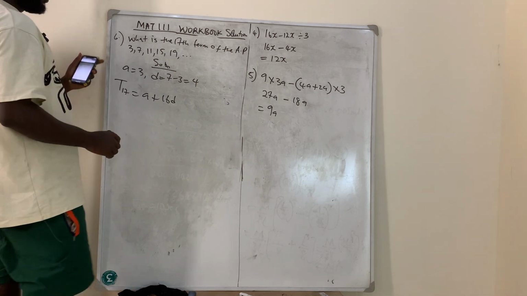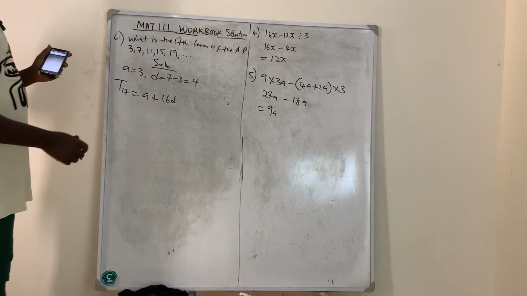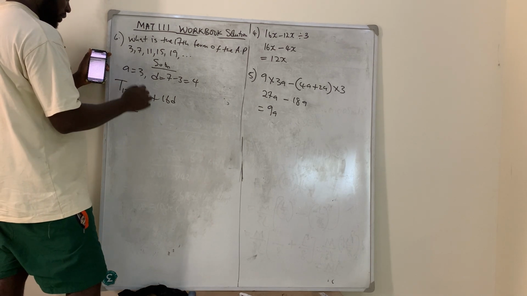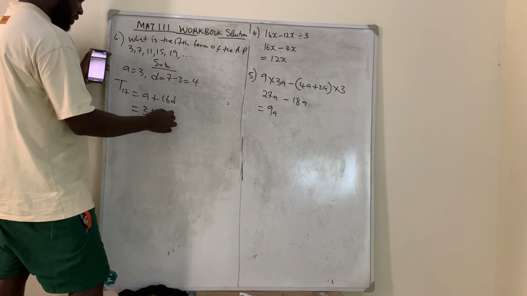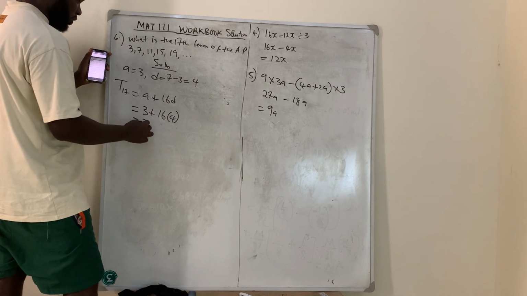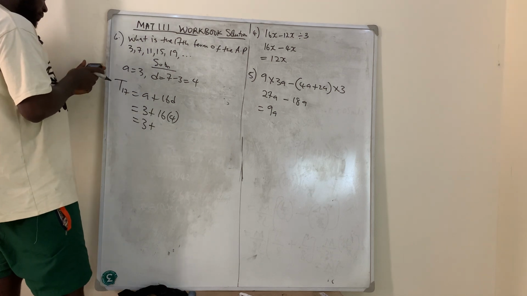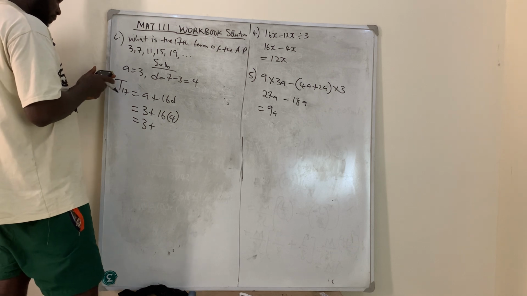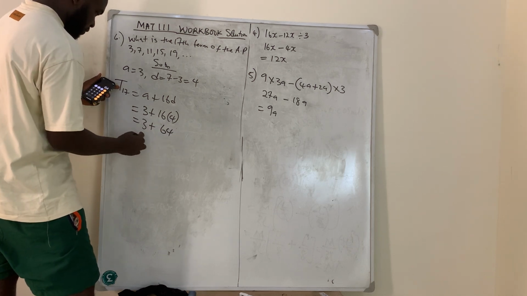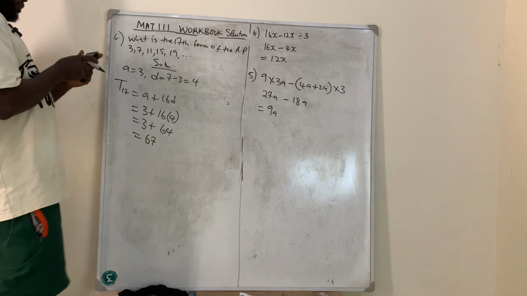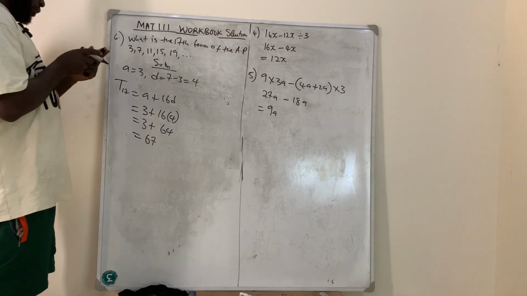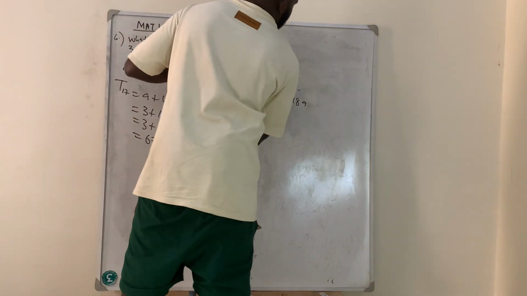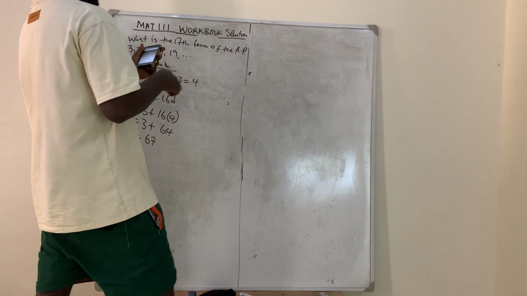If you have not watched my video on arithmetic progression, please do that. So I now have 3 plus 16 times 4. 16 times 4, I have 64. So both of them will give you 67. So 67 is the result there. So we'll move to the next question, question number 7.